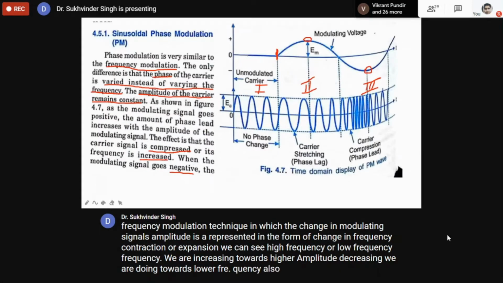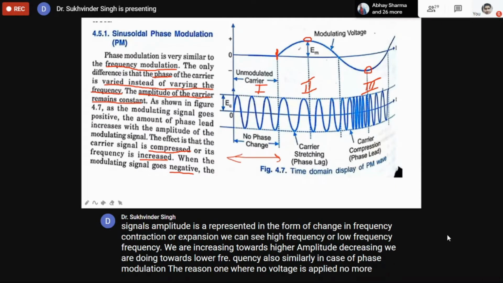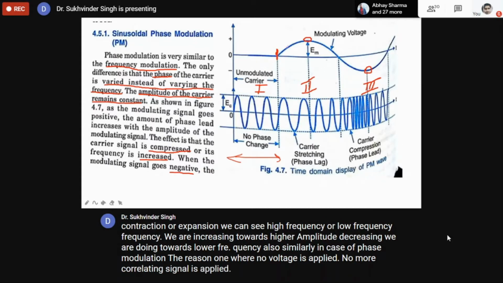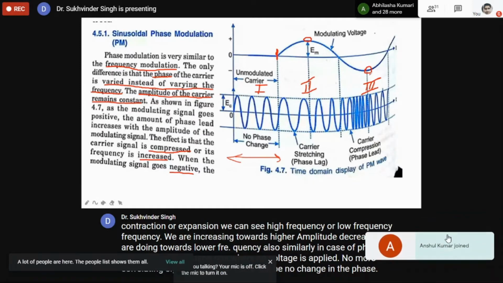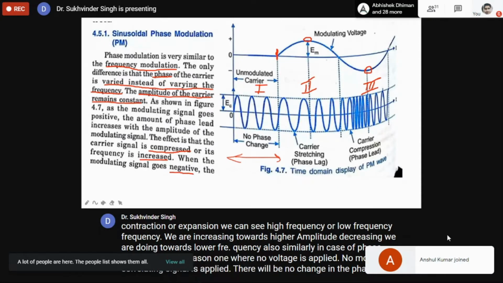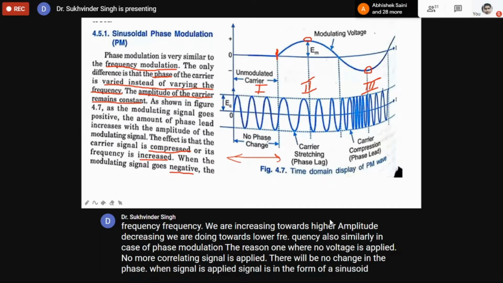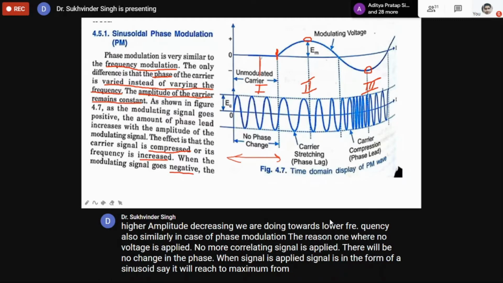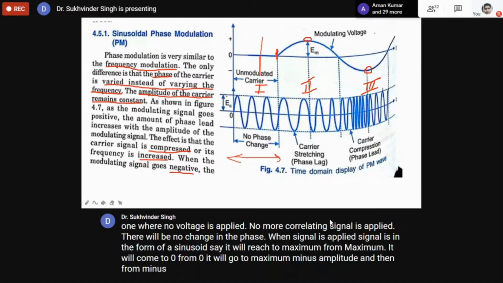Similarly, in the case of phase modulation, in region 1, where no voltage or modulating signal is applied, there will be no change in the phase. When a signal is applied in the form of a sinusoid, it will reach the maximum, from maximum it will come to 0, from 0 it will go to the negative maximum amplitude, and then from the negative maximum it again comes to 0 and then positive, repeating in this way. So when no signal is applied in this region, there is no modulation in the carrier wave; the carrier frequency, phase, and amplitude remain as they are.